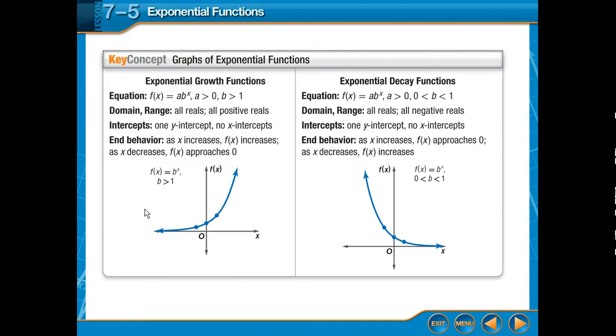Okay, so if you notice, the two that we graphed both had the graph going one way and the other way. One was increasing and the other one was decreasing. So this first one is an increasing function. We call it an exponential growth. So this thing grows as it goes from left to right. And then we have exponential decay. That one decreases as you go from left to right.